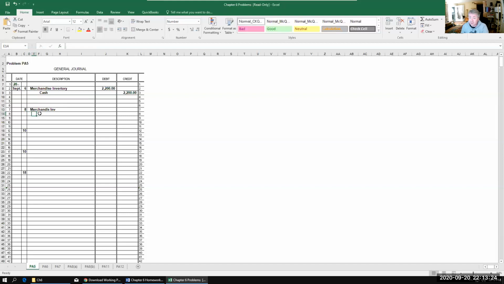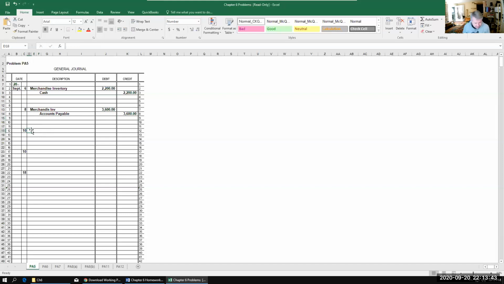And of course, because we did it on account, it is not cash, it is accounts payable. And the math here is 3,600. Pretty easy stuff, right? So we go on to the 10th, and what happens?